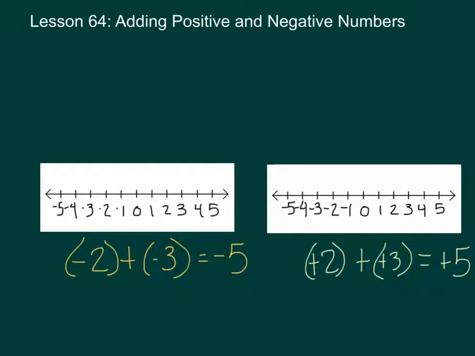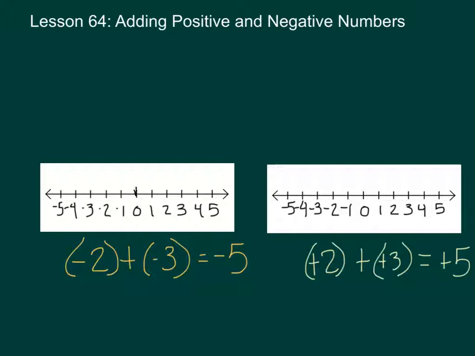Lesson 64, we're going to be adding positive and negative numbers. In the past, we've used number lines when adding positive and negative numbers. As you can see here, just as a review, if you have -2 plus a -3, I can show you on this number line that it equals -5.